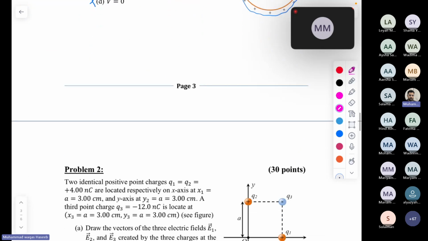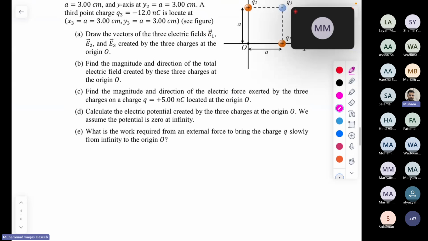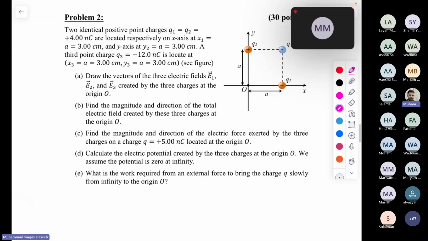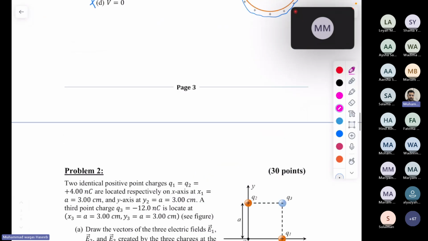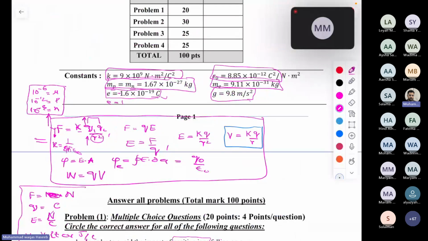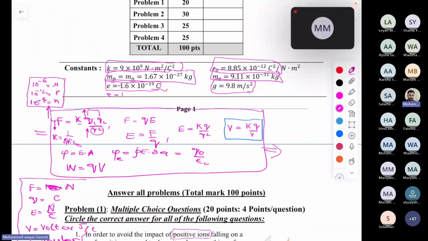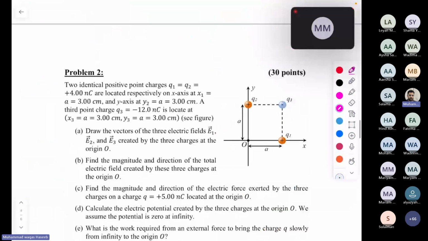Now move to the next question. You have 5 MCQ questions, and then you have a question like the problems. For that, you need to remember these formulas. If it is not given in your exam, you need to memorize it. This is what you have for the midterm exam. So let's see what the problem is.